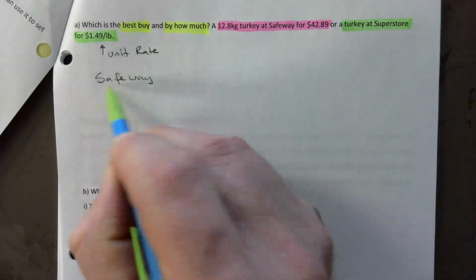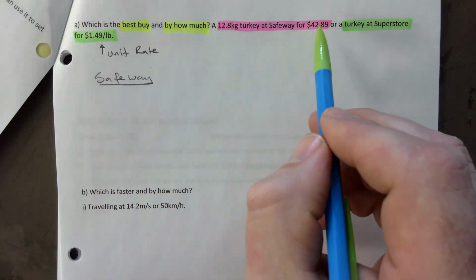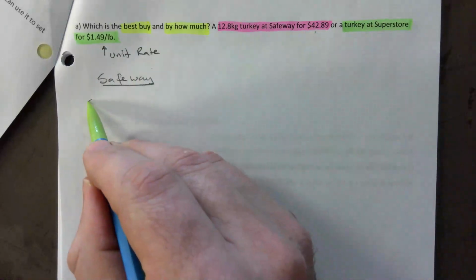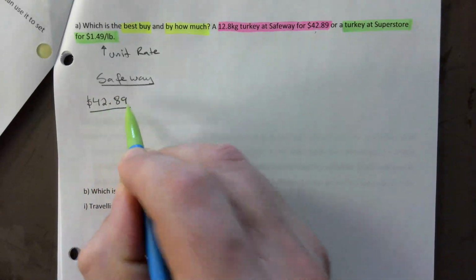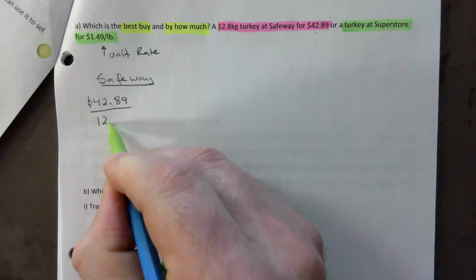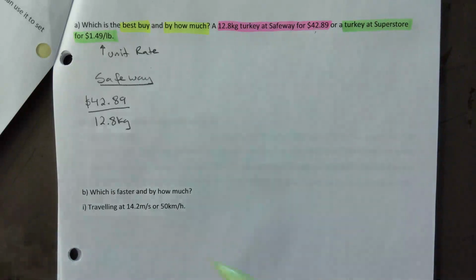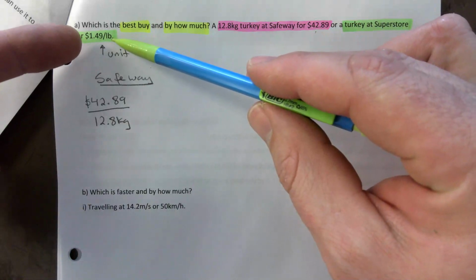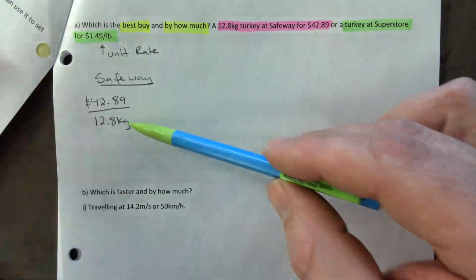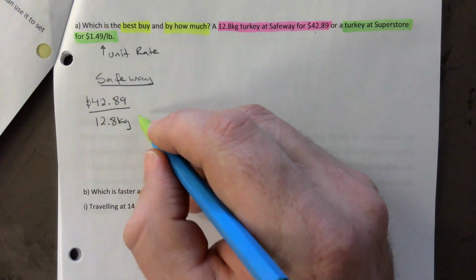So we're going to go Safeway. And remember, dollars on top. Safeway is basically just giving us the package deal: this much money for a 12.8 kilogram turkey. So what's the problem here? The problem is that Superstore has their price per pound. We still have the kilograms conversion, right? So we're just going to do a little bit of converting before we turn this into a unit rate. You're with me, right? Okay.